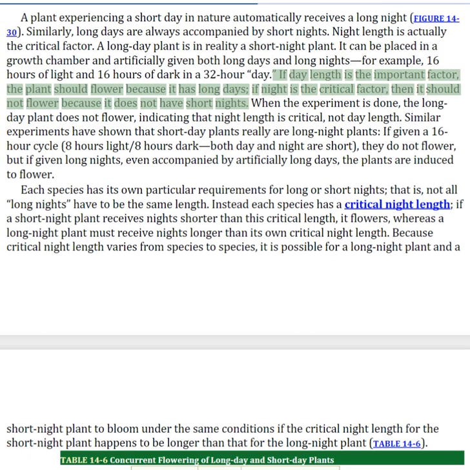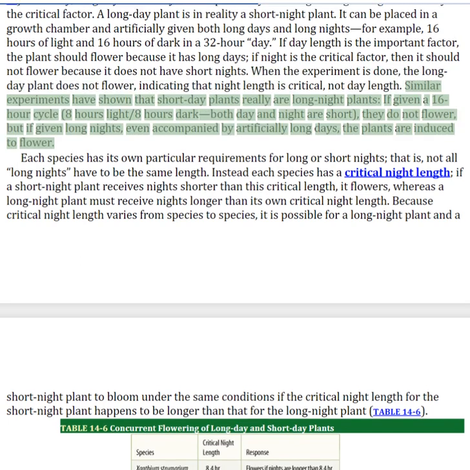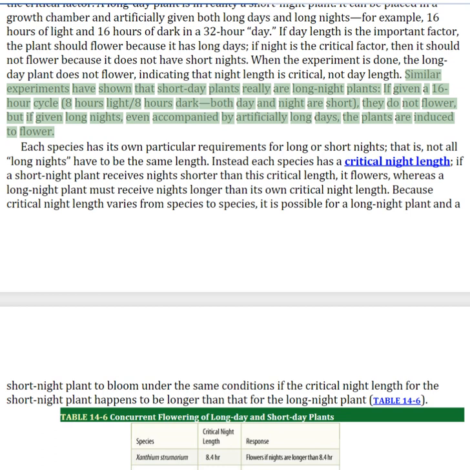If day length is the important factor, the plant should flower because it has long days. If night is the critical factor, then it should not flower because it does not have short nights. When the experiment is done, the long day plant does not flower, indicating that night length is critical, not day length. Similar experiments have shown that short day plants really are long night plants. If given a 16-hour cycle, they do not flower, but if given long nights, even accompanied by artificially long days, the plants are induced to flower.